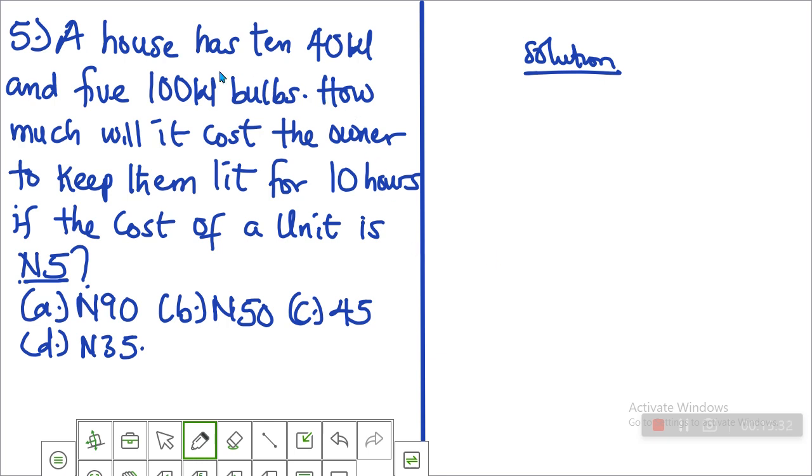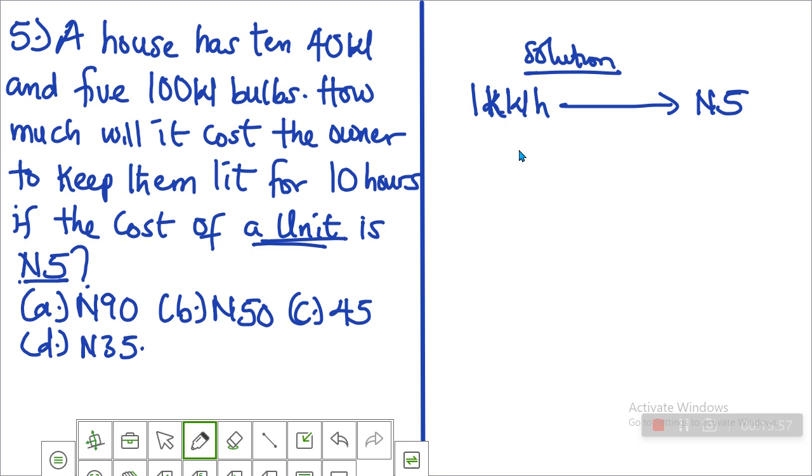Now the money they give us is by a unit. Whenever they say a unit, this unit is measured in what? 1 kilowatt hour. I hope you understand. They now said a unit is 5 naira. So it means 1 kilowatt hour is 5 naira. Please don't forget, a unit is kilowatt hour.